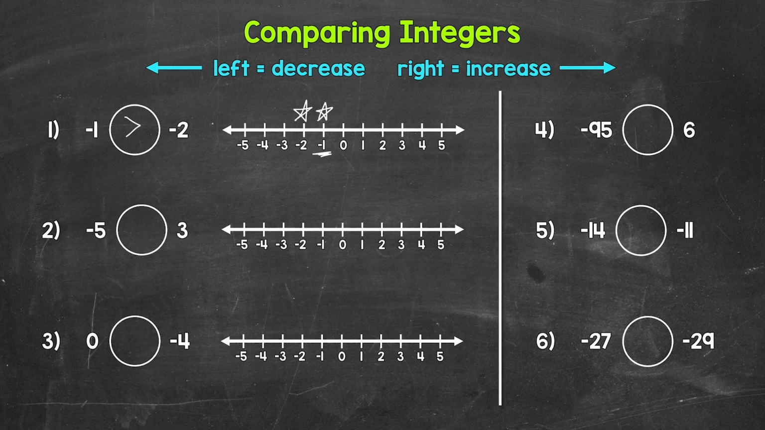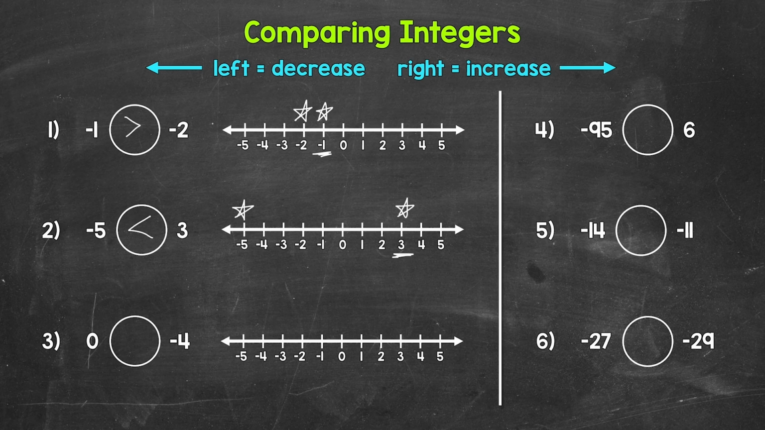Moving on to number 2, we have -5 is greater than, less than, or equal to 3. Let's take a look at the number line. 3 is right here, and -5 is right here. So which of those is further to the right? Well, 3. 3 is greater than -5. So reading this comparison from left to right, -5 is less than 3.